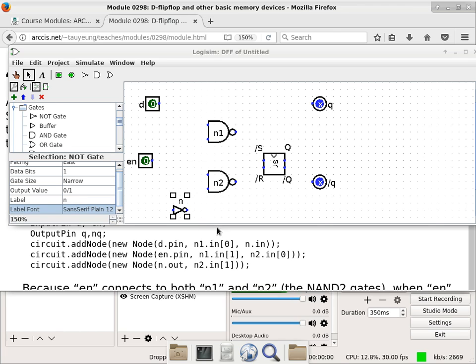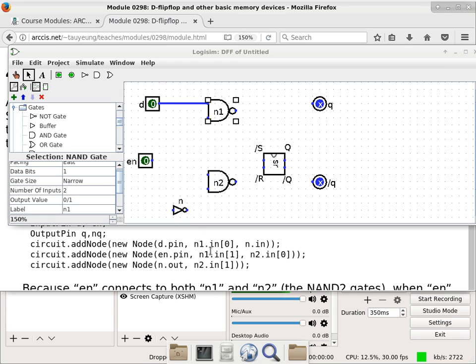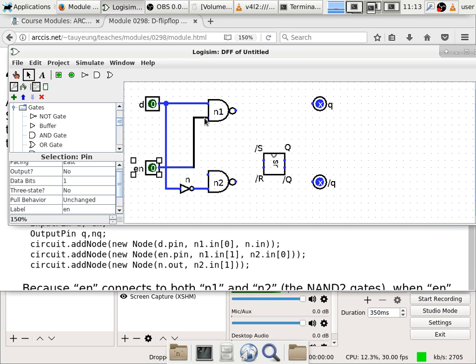Okay, so D goes to N1.in0 directly. So these 2 pins are connected like that. It goes to the input of the negation gate, and then N.out goes to N2.in1, which is this one. So this one goes here, and we tap it here. There we go. And then the enable pin goes to both of the input pins of the NAND 2 gates. Okay.